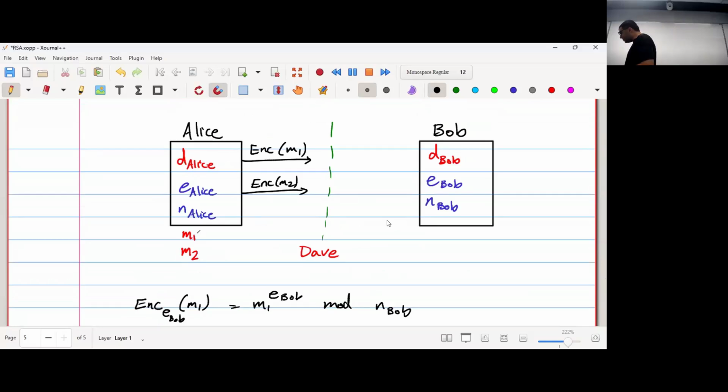But there is a bigger problem. And the bigger problem is that suppose Alice hasn't sent a particular message. There is, let's say, another message M3. And this is just a fake message that Dave wants to send, right? So Dave can just send a message like this, right? Sending the encryption of M3. And he can pretend like this message came from Alice, right?